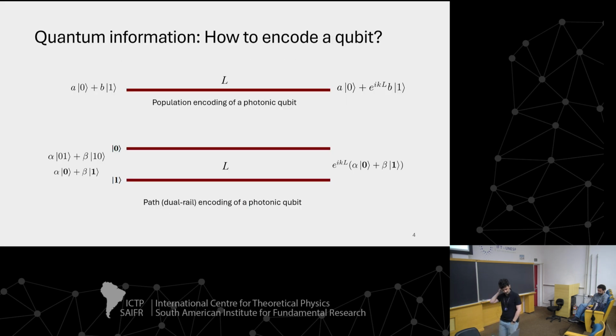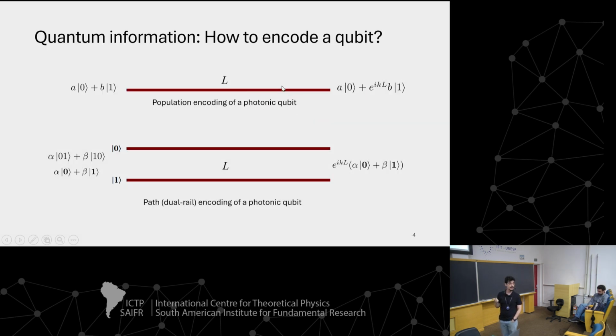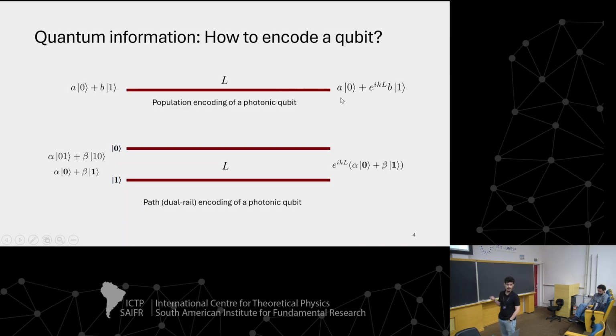So the next part is quantum information. How do we encode quantum information in this system? So the most naive way would be to encode it in the population of a waveguide, let's say. So if you have a photon propagating on the waveguide, you say it's in state 1. If you have no photons, it's state 0. But that's not good, because after propagating for a given length L, your one state would gain a phase while the 0 state would not. So it would mess up your quantum state.